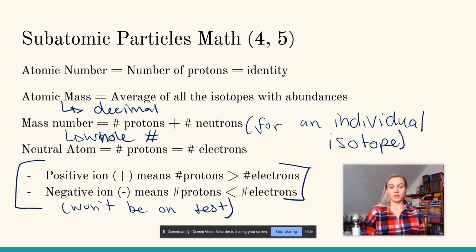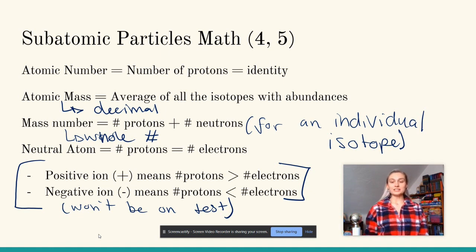But I want you to know if there are more protons than there are electrons, it's a positive ion. If there are more electrons than protons, then it's a negative ion. So more protons, positive. More electrons, negative. If you have more positive protons, that means you would be positive. And if you have more negative electrons, then your entire atom will be negative.